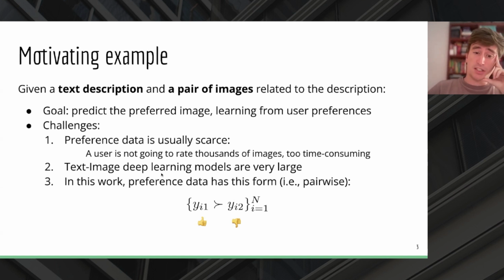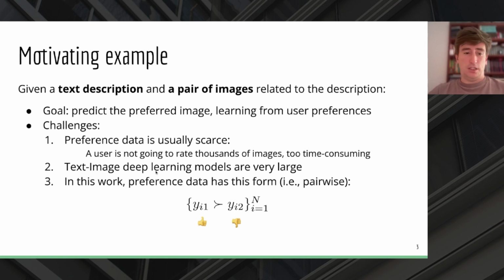The other challenge is that to work with image and text, we use deep learning models, but these models are very large. By large, I mean that they have a very high number of parameters. So if we combine over-parameterized models with scarce data, we can have problems with overfitting. So those are two important things.